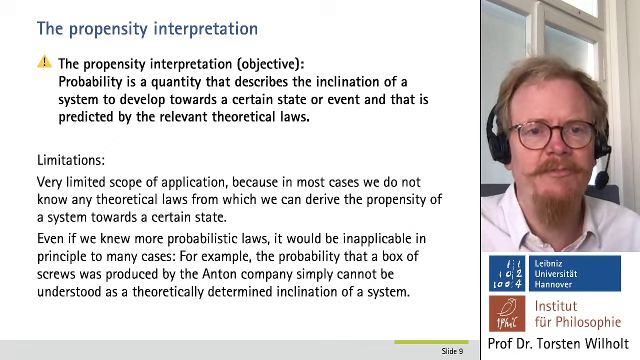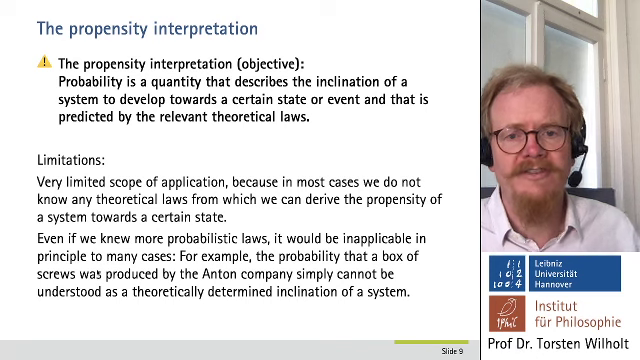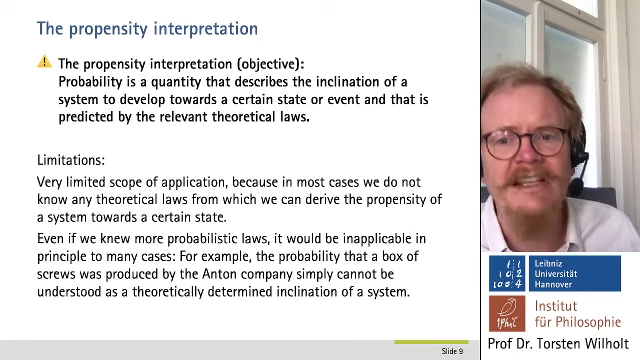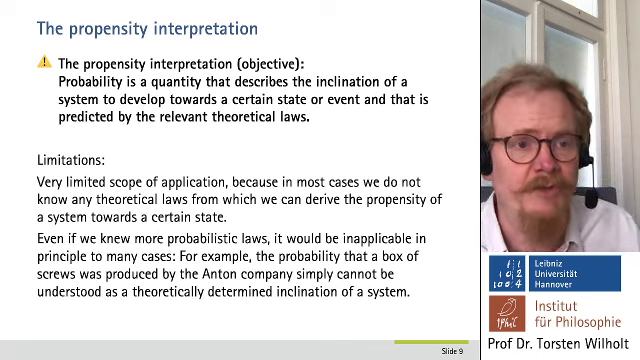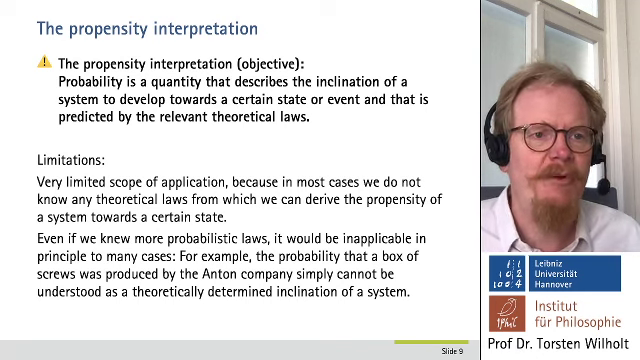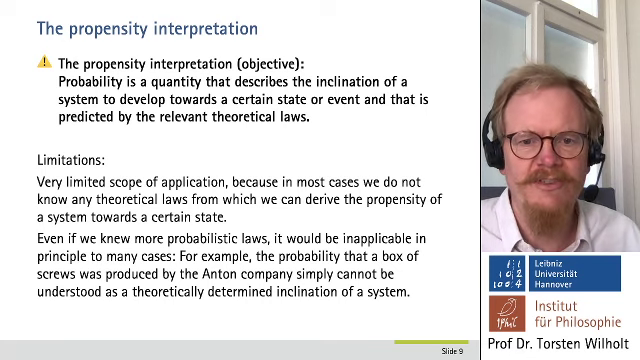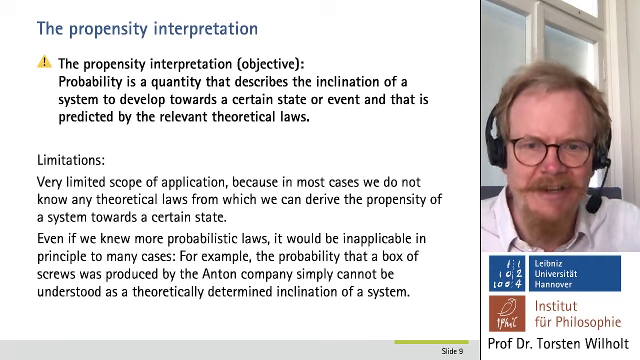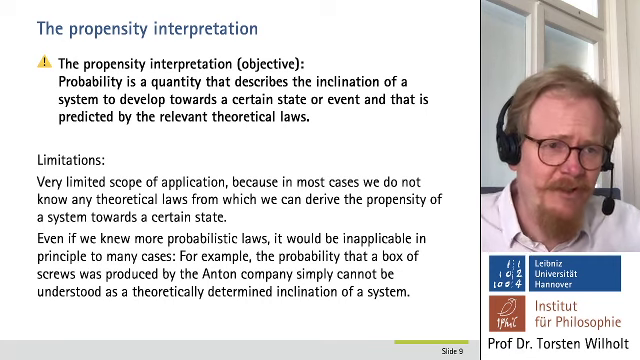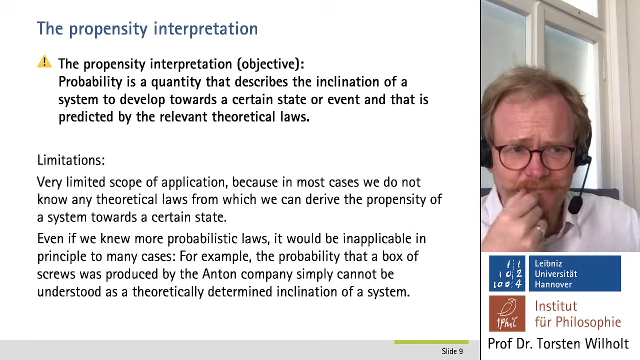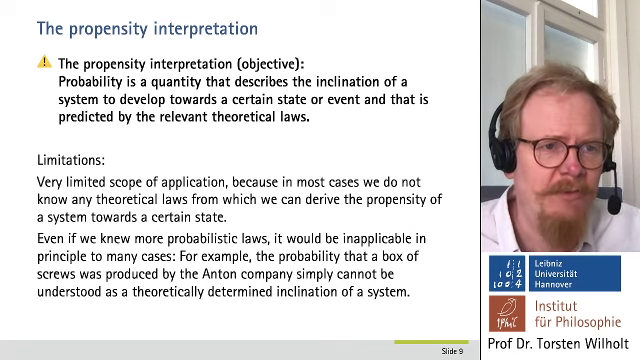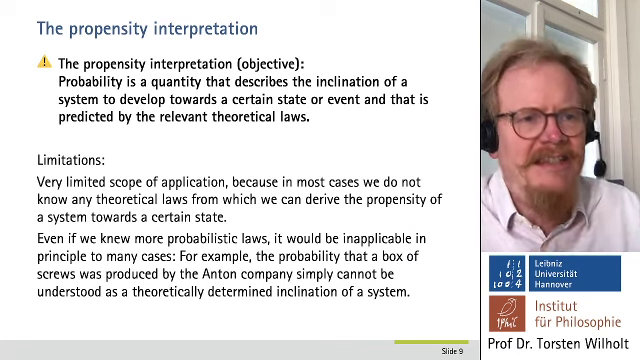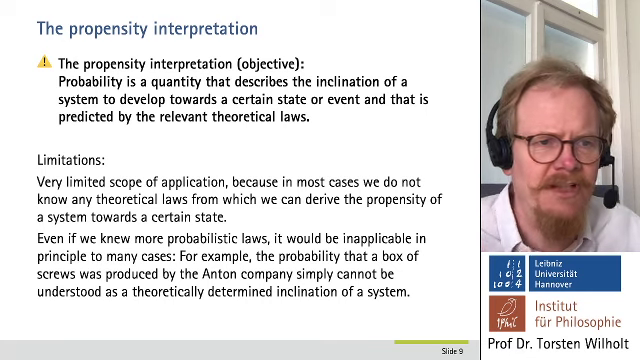And second problem, even if we knew more probabilistic laws, if our knowledge of probabilistic laws was greater, the propensity interpretation would still be inapplicable in principle to many cases where we do want to talk about probabilities. For example, the probability that a box of screws was produced by the Anton company, one of the examples that I used in the last lecture, simply cannot be understood as a theoretically determined inclination of a system, because it's a probability about something that has already occurred, and either has occurred or has not occurred, but still we want to talk about these kinds of things in probabilistic terms, and there's no way that this could be understood as some kind of inclination or propensity of a system to develop in a certain kind of way.